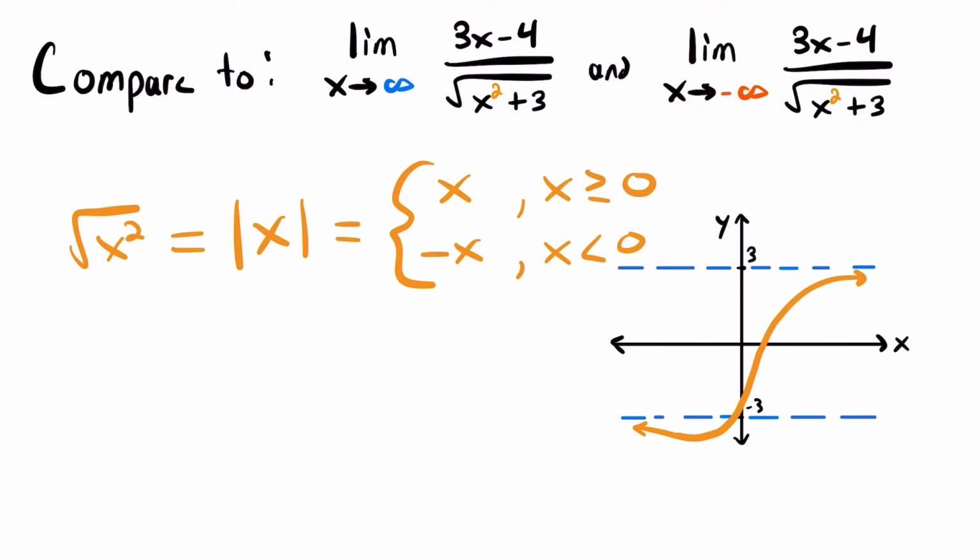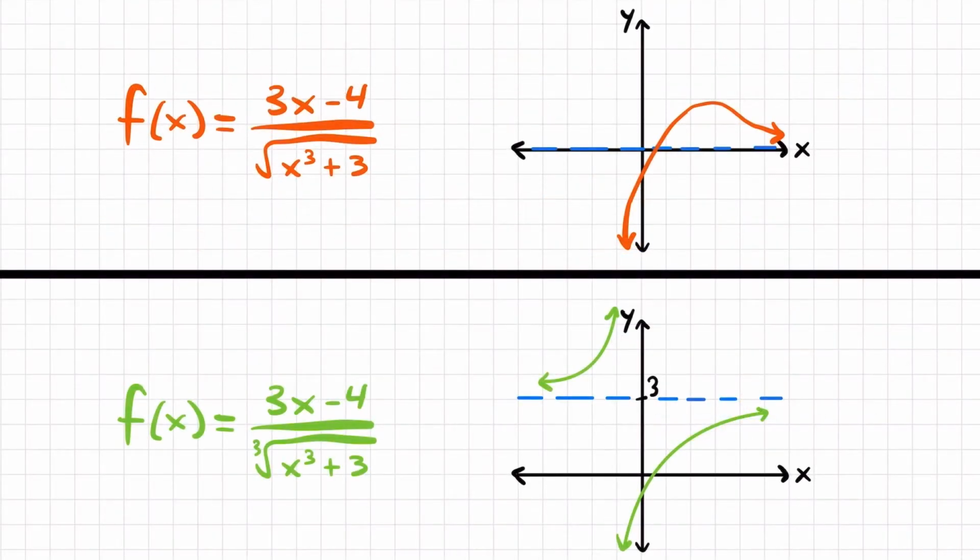But now, as a comparison, I want to show you some graphs of other rational functions that you could potentially take the limit of as x approaches negative infinity. And so here's the rational function that we started this video with, right? We looked at the limit at positive infinity and negative infinity for 3x minus 4 divided by the square root of x cubed plus 3. This is the graph of that function. It only has one horizontal asymptote at y equals 0.